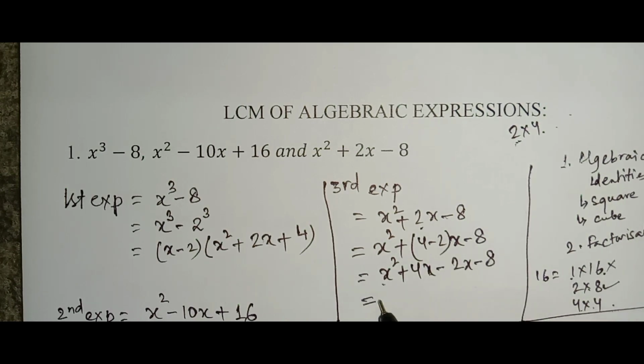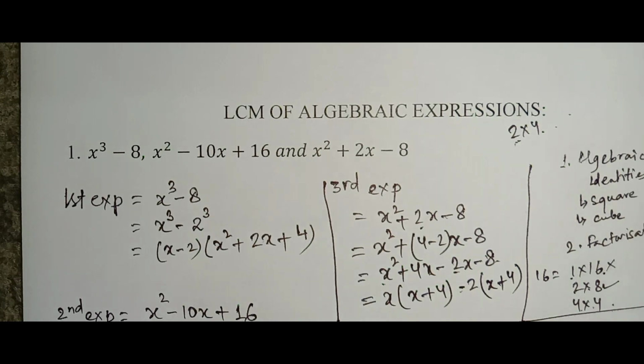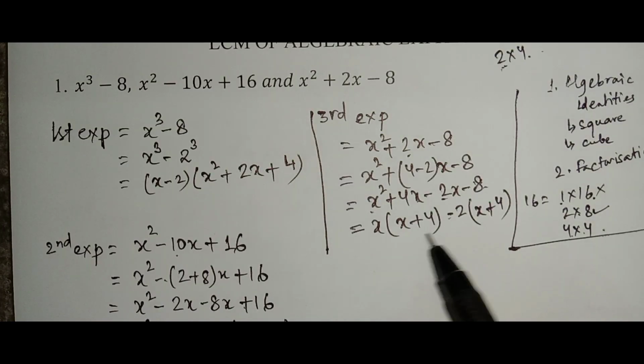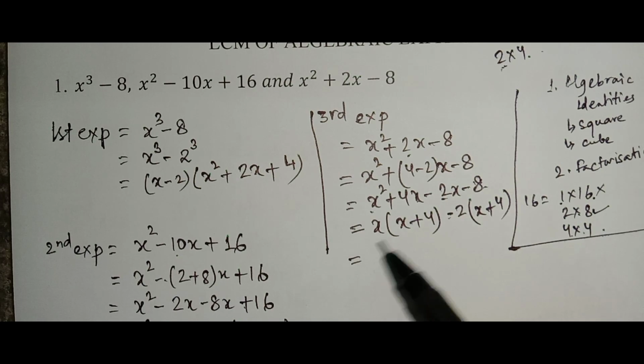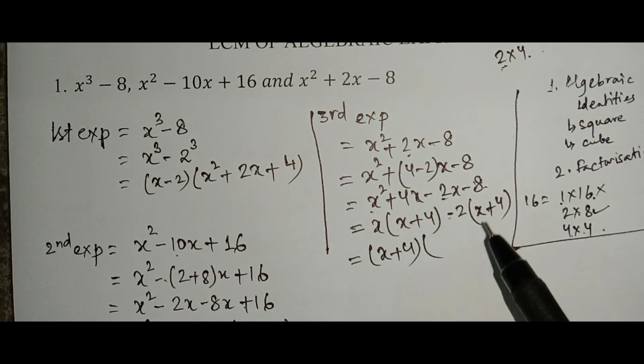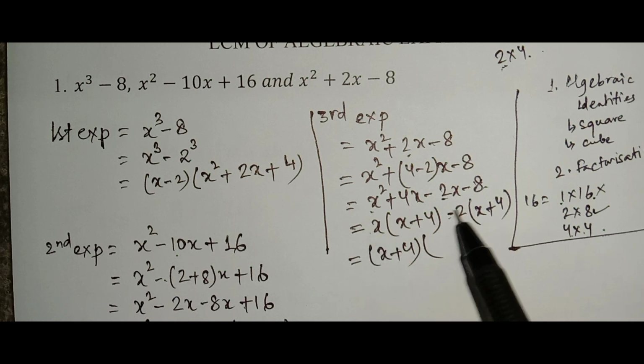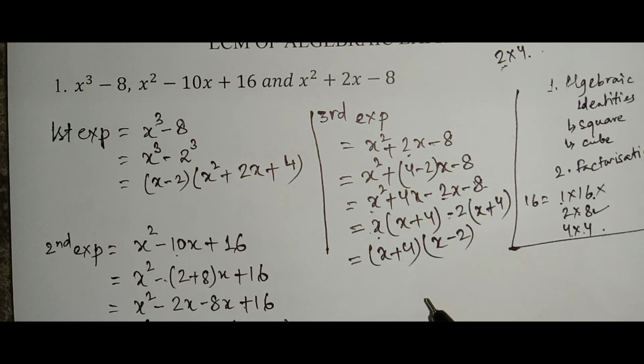From here, if I take x common, I get x plus 4, and from the last two terms I take minus 2 common, so x plus 4, since minus minus makes plus and 8 divided by 2 is 4. Now x plus 4 is present in both parentheses, so I write it once, and in the second parenthesis the leftovers, x and minus 2. So x plus 4 and x minus 2.